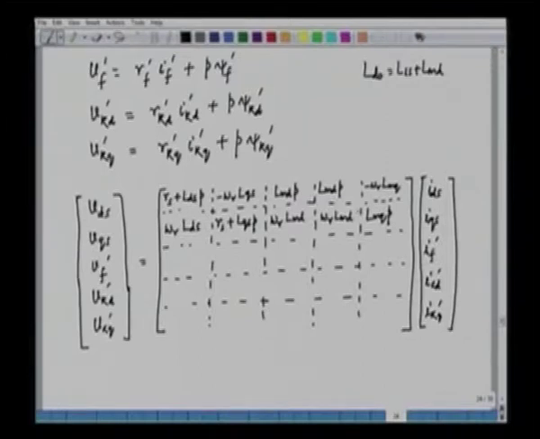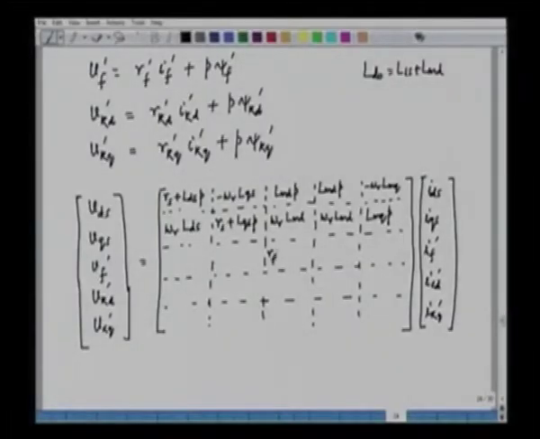So, these two rows are for the stator, and the three remaining rows are for the rotor, and the rotor equations and the corresponding elements can also be written similarly. This is the field resistance Rf prime plus Lf prime P. Now, this LQS is the Q axis inductance of the stator, that is LLS plus LMQ, and LF is the field winding inductance, that is equal to LLF prime plus LMD.